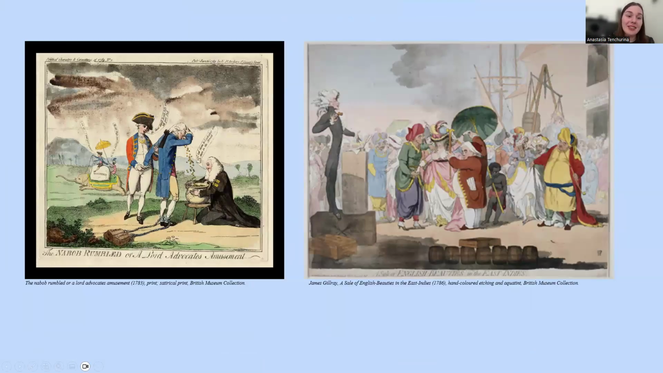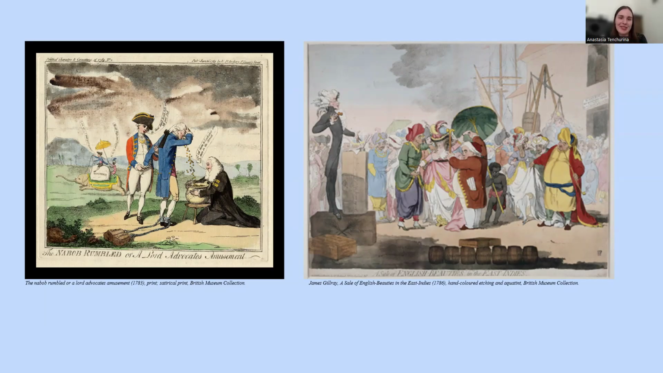And finally, I would like to show 2 more pictures. The Nabob Rumbled, or Lord Advocate's Amusement. It comes from the British Museum collection. It belongs to the late 18th century wave of political satire surrounding, again, the East India Company. And again, the term Nabob originally derived from the Mughal title Nawab. In 18th century Britain, it had a very different meaning. It referred to East India Company officials who returned from India with the enormous fortunes accumulated through company service. These people often purchased estates, entered parliament, and wanted to integrate themselves into British elites. So they became very controversial figures in public discourse.